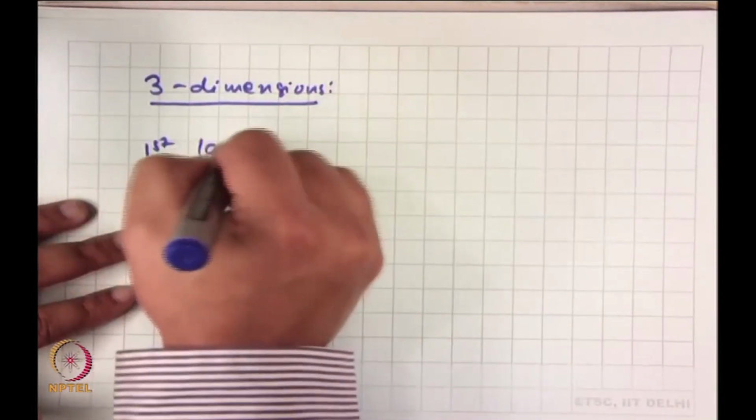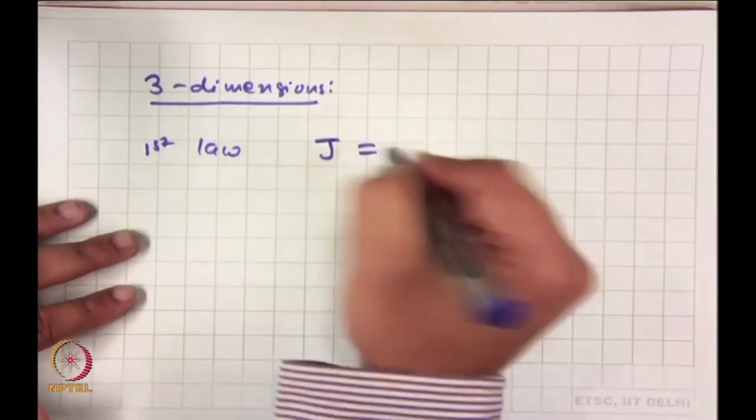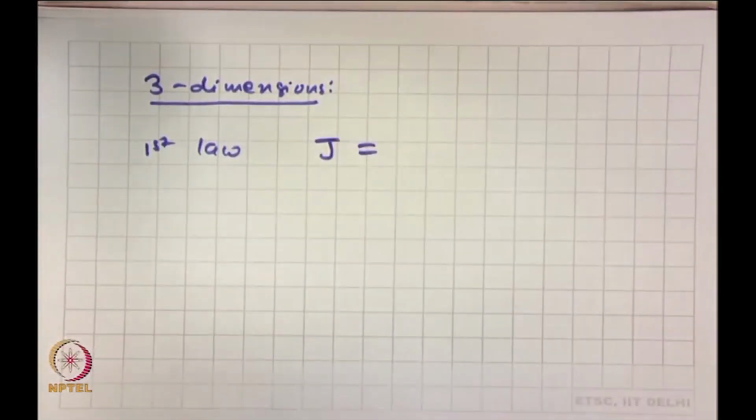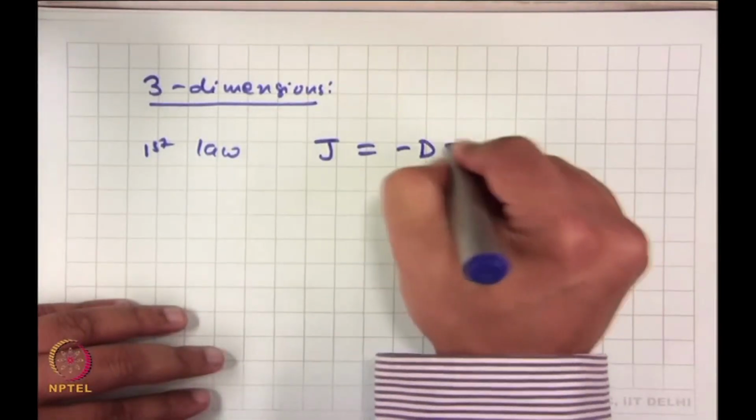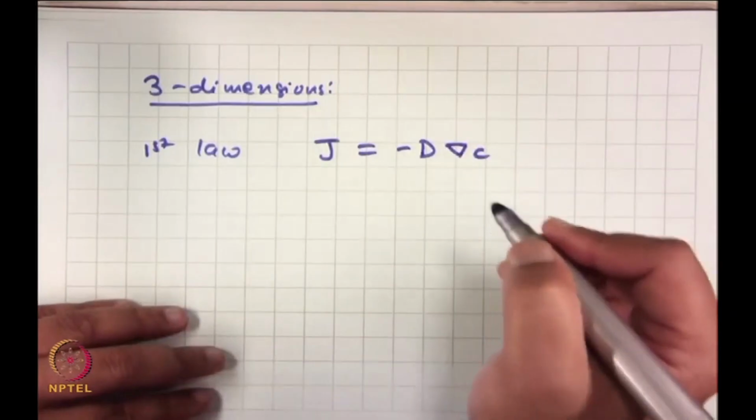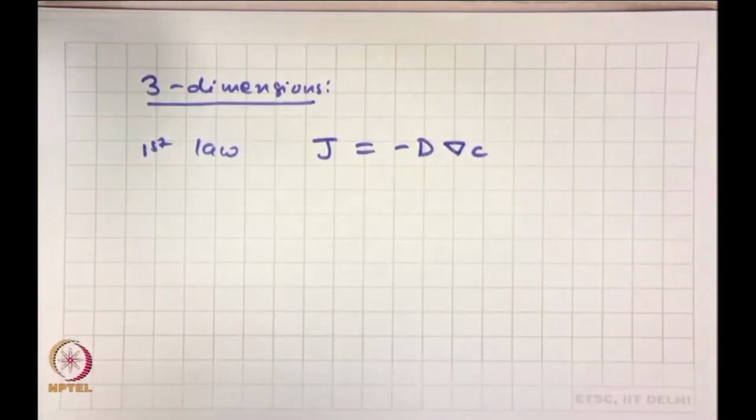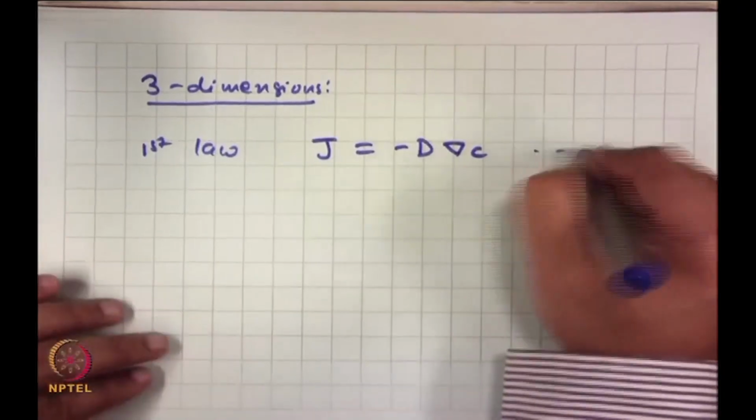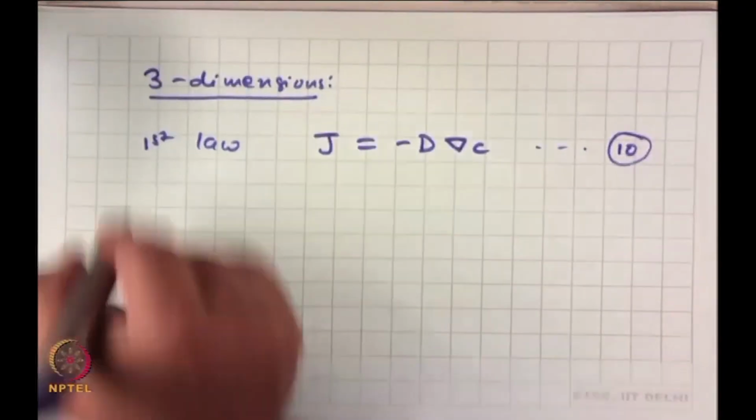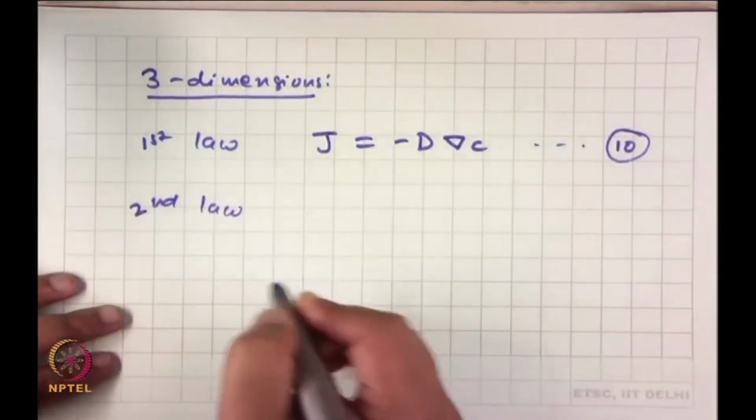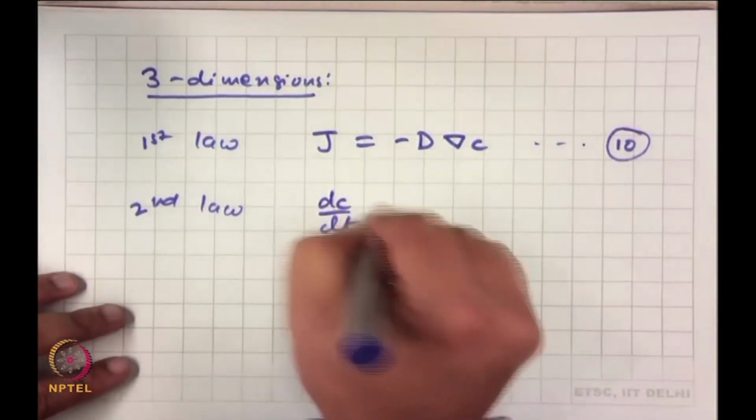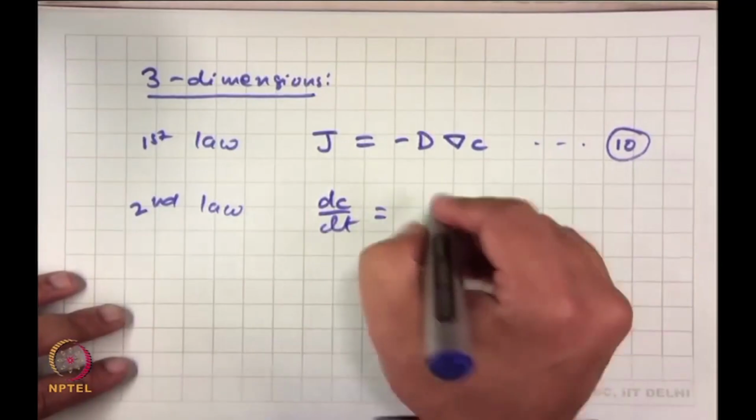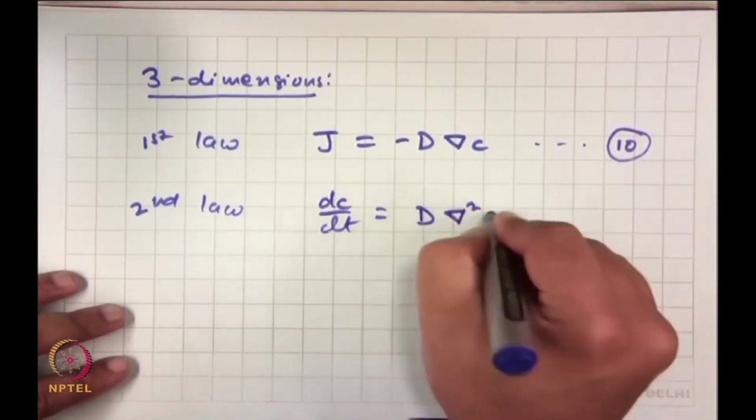the first law will become J is equal to, see what was the first law, minus D times del C over del x, right? So, here it would become minus D, then what should I write here? Del C, is it not? This is in 3 dimensions, right, and this would be equation number 10, I guess. Okay. And then the second law would be dC by dt is equal to what? D, right, del squared C.